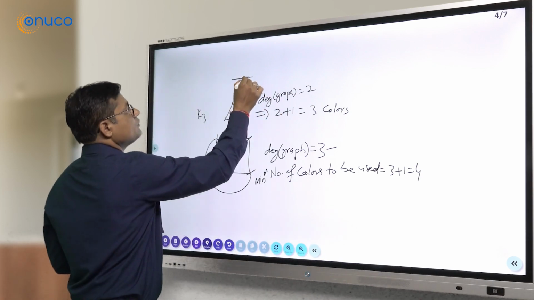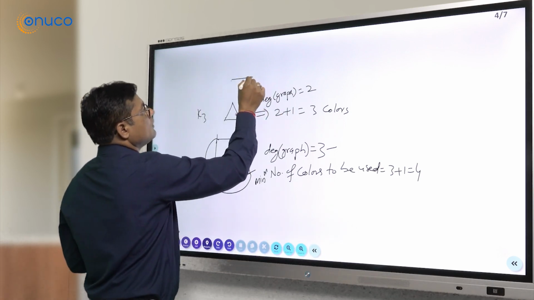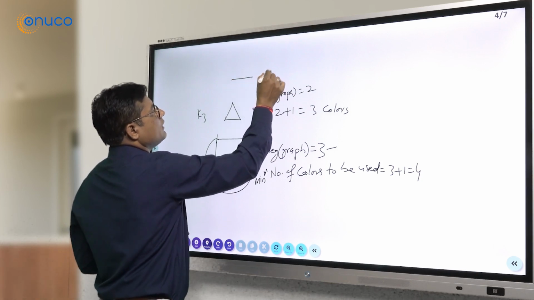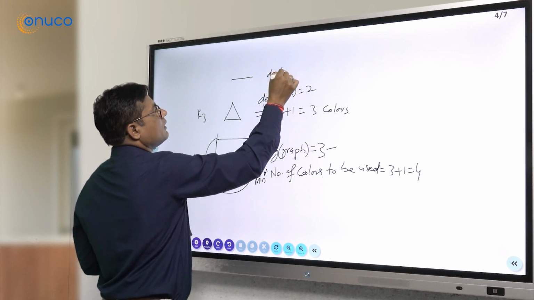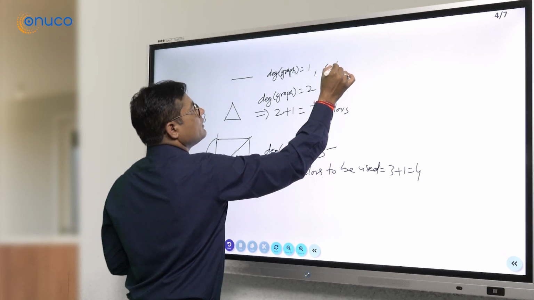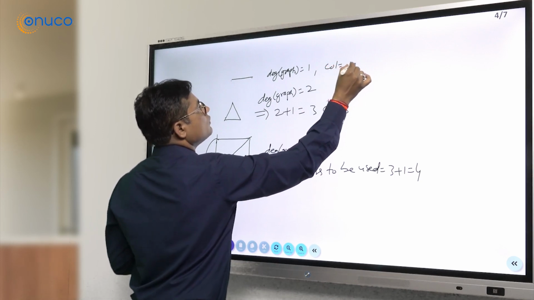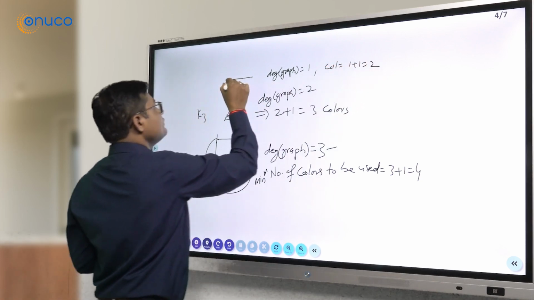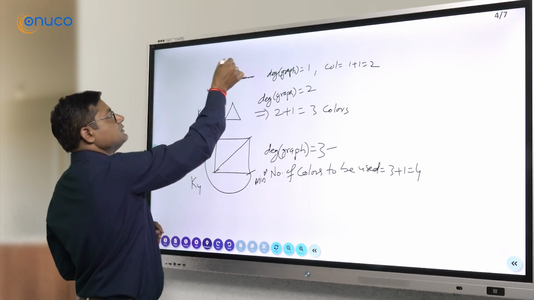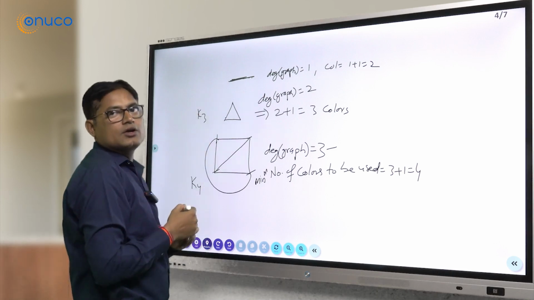Here what is the degree of the node? It is 1, and here it is also 1. So if the degree of the graph is 1, then the number of colors used will be 1 plus 1, which is 2. Now when you see these two straight lines, a person might think the same color can be used. No, it is not like that.